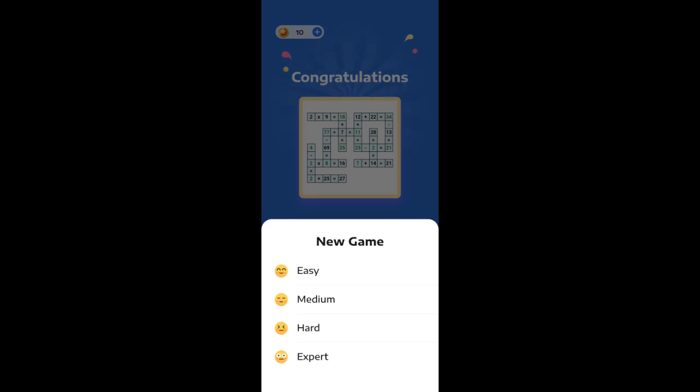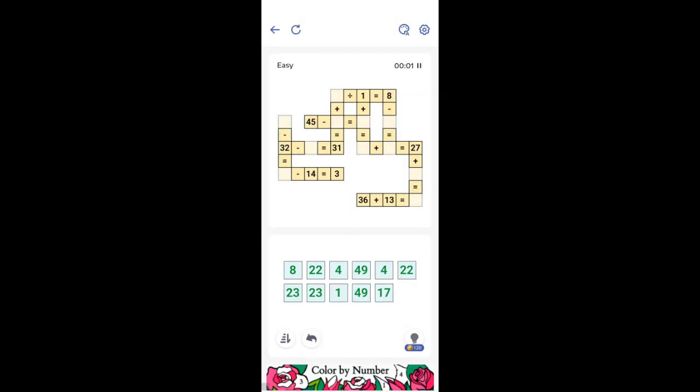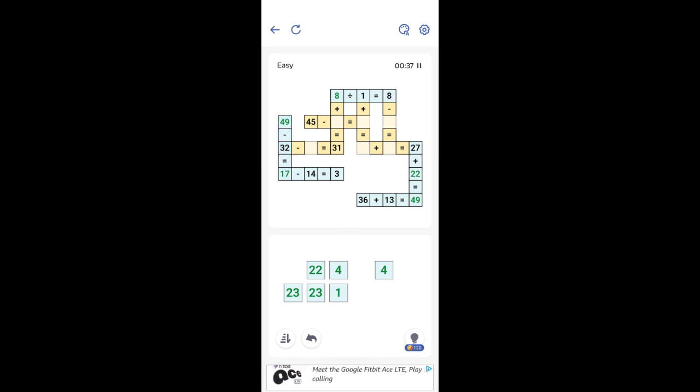Congratulations. New game. We'll stay with easy a little while. After we do a few of these games, we may move up to medium. 8 divided by 1 is 8. See how you just touch the square, then touch the answer. Puts it right in there for you. Seventeen minus 14 equals 3. 49 minus 32 is 17.